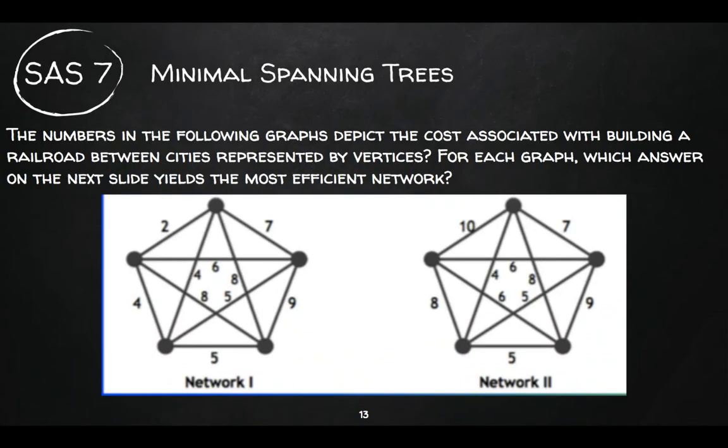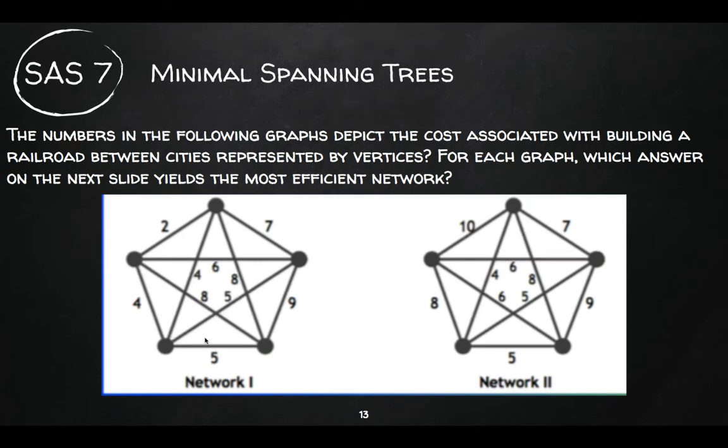Numbers in the following graphs depict the cost associated with building a railroad between cities, represented by vertices. For each graph, which answer on the next slide yields the most efficient network? Look at it carefully. The middles are the same. The outside is not. So for network 1, we'll start with 2. We'll keep one of the 4s. You don't want both of them because if you do, you'll create a cycle here. You see how you'd have 2 pathways to 2 of those? So we'll use 2, 4, and then we'll go to 5.